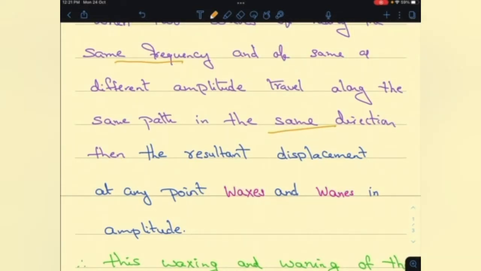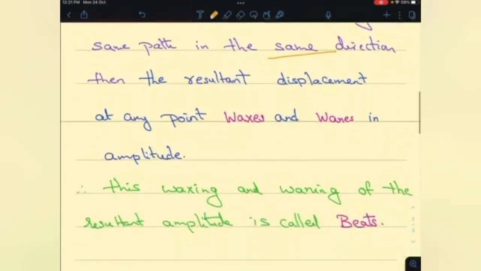Now we have to look into the mathematical treatment of beats.